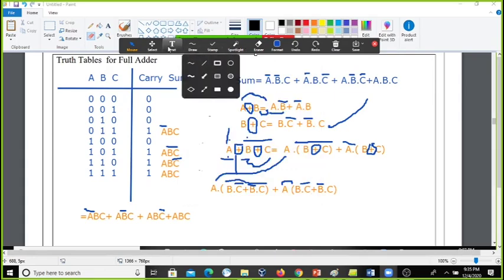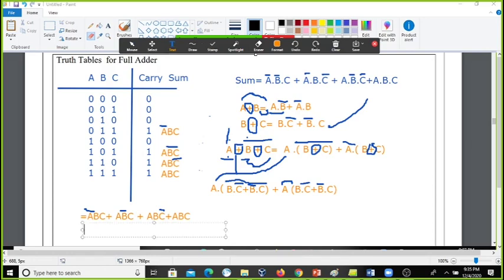Yes, actually here, there are two ways to simplify. One way is that you can take the C out. If you take the C out, then you get AB plus AB. And here if you take AB out, then you get C plus C bar.